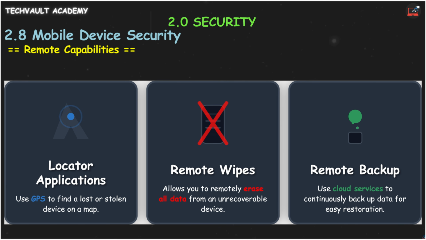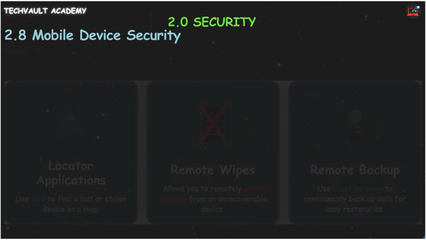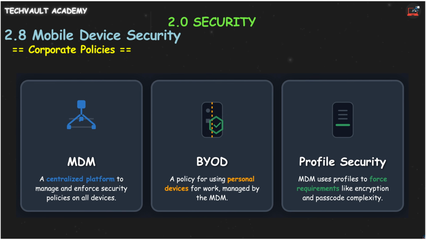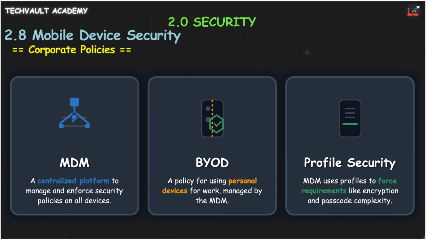Mobile devices are perfect for cloud-based backups, which constantly save your data without you having to do anything. If your phone is wiped or you get a new one, you just log into your cloud account and your digital clone is restored. Finally, in a corporate environment, all of this is managed through policies and procedures.